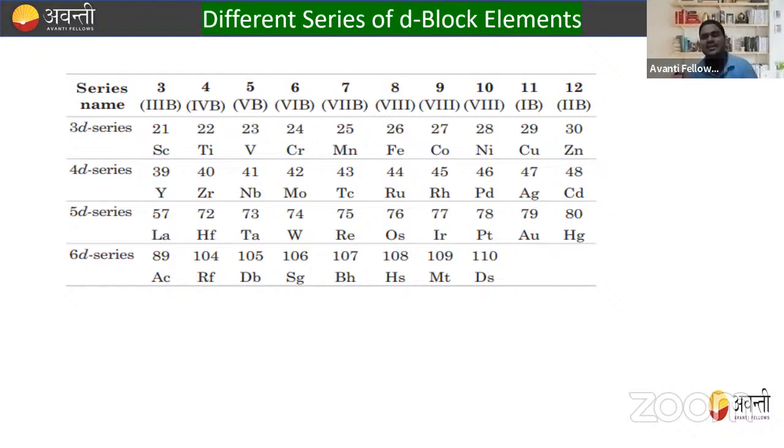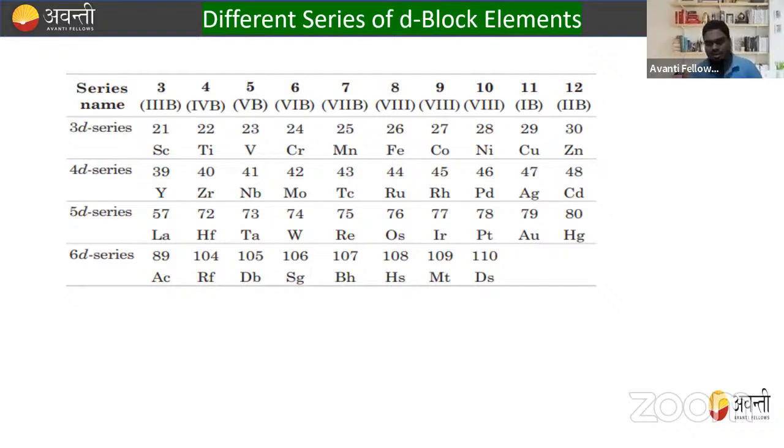Basically, 3d series elements are very important. Many questions will come directly from this series only, right? So the 3d series is very important to understand, okay, so that you can solve questions in an easy way. So just remember the names of the elements, that is scandium to zinc. Scandium is the starting element whose atomic number is 21, and zinc is the last element of the 3d series whose atomic number is 30.